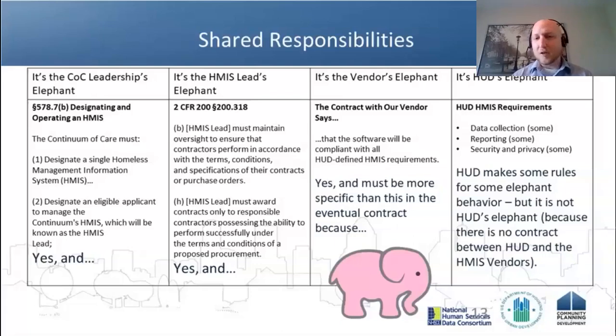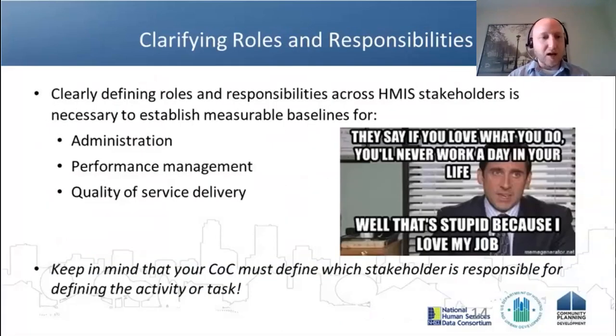So just being clear that it's shared, we owe it to ourselves to make sure these requirements are as clearly documented and laid out as possible. As we're talking about clarifying roles and responsibilities, we want to think about what makes sense as far as establishing a measurable baseline. We want to think about, in terms of system administration, what responsibility is held by the HMIS lead, and what is held as a responsibility of the HMIS software provider, for instance. We see a lot of shared responsibilities between those two groups of stakeholders.